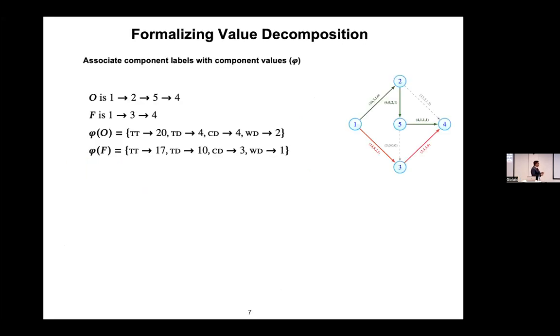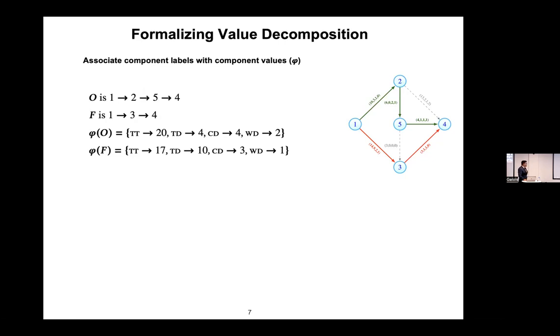So to begin with, we associate all the decomposed components with component labels. TT stands for travel time, TD stands for traffic delay, CD for construction delay, and WD for weather delay. When we associate component labels with component values, this is called a value decomposition. So phi O is the value decomposition for the optimal path, and phi F is the value decomposition for the foil path, or the red path.